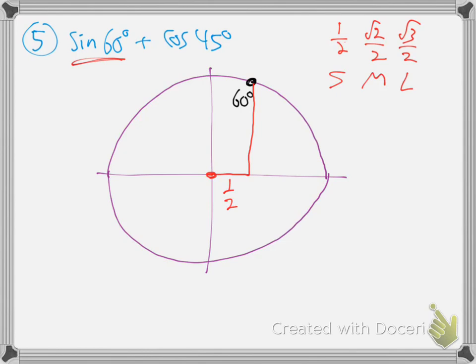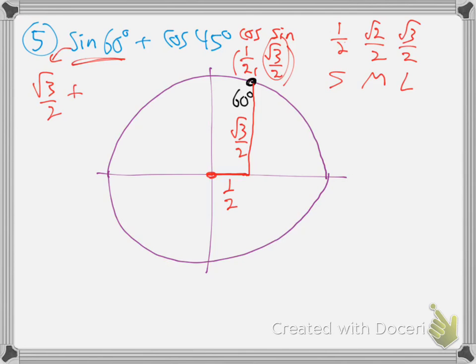So we go over a small amount, up a large amount, don't we? Over just a little bit from the origin, up a lot. So this is the point, over half, up root 3 over 2. They defined the x. The first one is always cosine. The second one is always sine. They just made it that way for its practical uses. So therefore, what do we want? Sine 60? Root 3 over 2. So we got that. Plus, now let's do the cosine of 45.